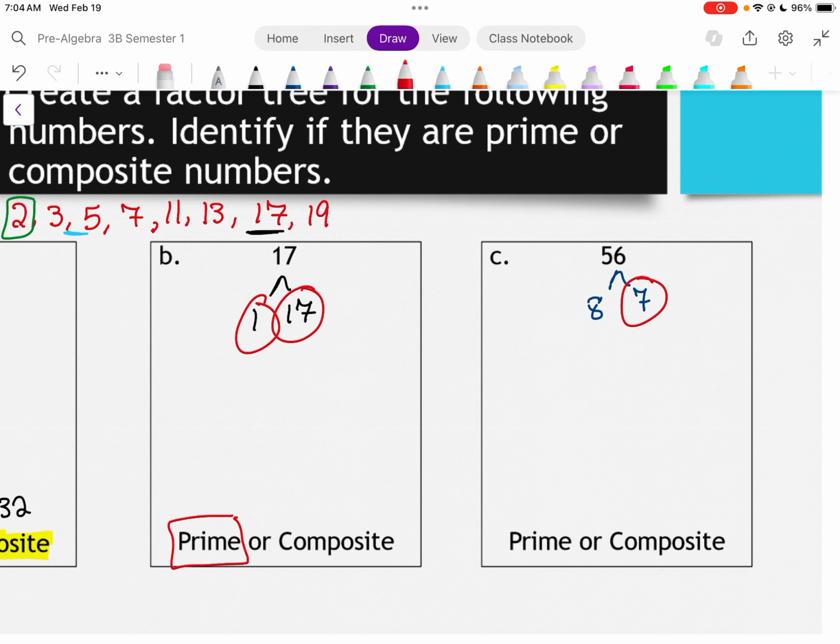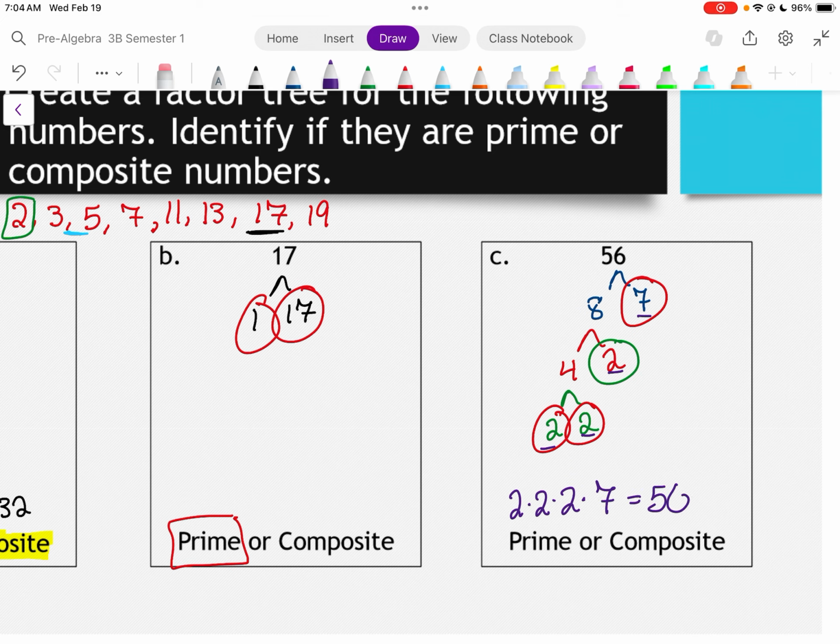8, however, is not prime, so we are going to factor tree that one out. And I know 8 is 4 times 2. 2 is prime, 4 is not, so we will continue to factor that one to get 2 and 2. And now we have our prime factors. So 1, 2, 3, 4. That means 2 times 2 times 2 times 7 would give us 56.